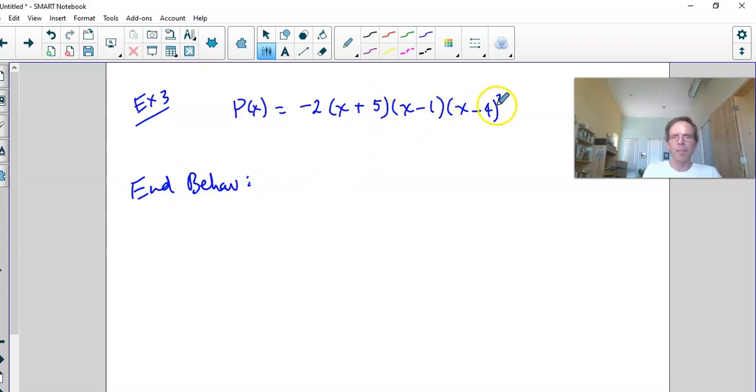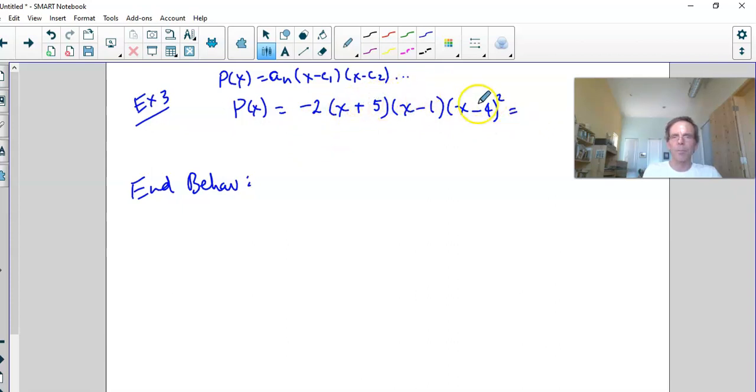End behavior. So this one's a little different. I've thrown a twist here. I've got a negative 2 sitting out in front. I think you remember the P of x standard factoring has a sub n sitting out there, and then you have the x minus c1 and the x minus c2, blah, blah, blah. So this one has that coefficient sitting out in front.